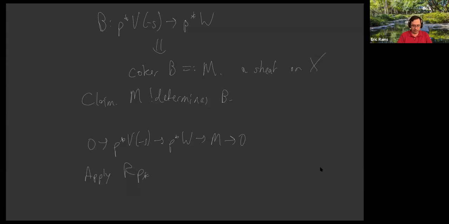And so rho star V minus S becomes 0 when we apply the direct image, because O of minus 1 on P1 has no global sections, no higher direct image. Its Euler characteristic 0 is killed by the direct image. Right? Well, on P1 it is killed by global sections and derived global sections. So taking relative cohomology kills this first term. And thus we find that W is rho lower star of M.